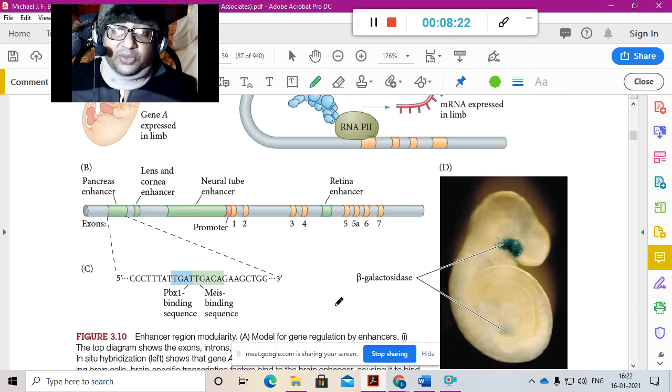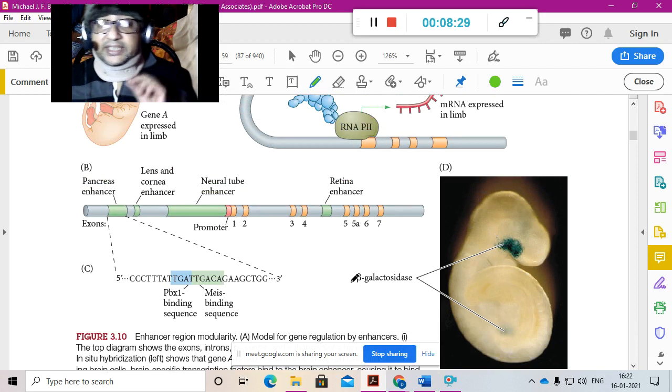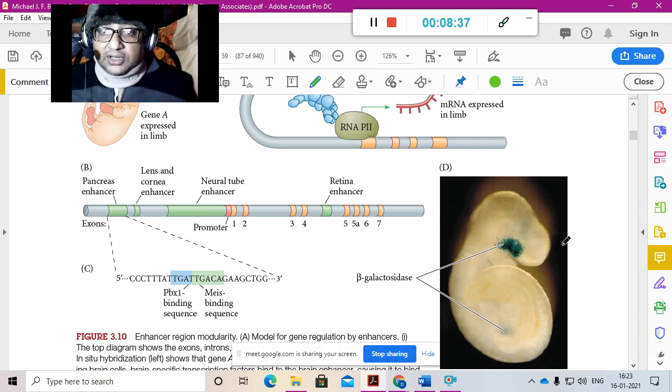So what they did was, after the promoter, they removed the gene and they attached a beta galactosidase. So when you give X-gal, a blue color is stained if the gene is expressed. If it is not expressed, there is no beta galactosidase activity shown.